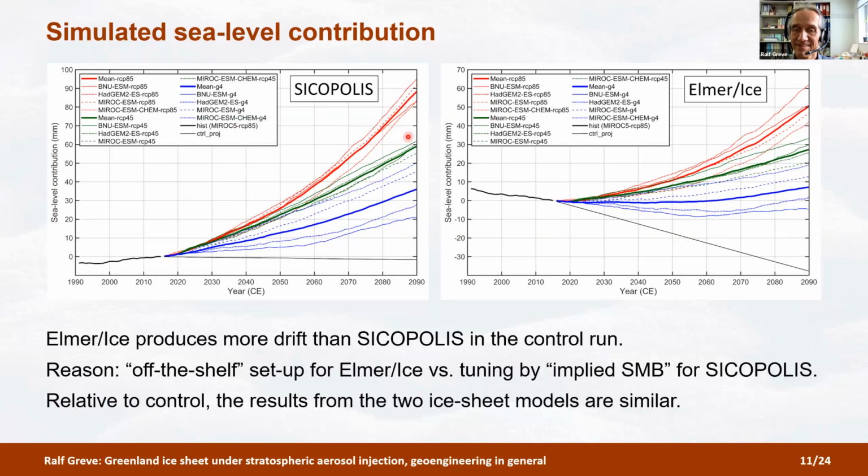And what we can see if we take the difference between the actual projections and the control run is that the results from the 2 ice sheet models are actually quite similar. Not in all details, of course, we will see in the next slide, but no really major differences here, despite the fact that Elma ice features this model drift over time.